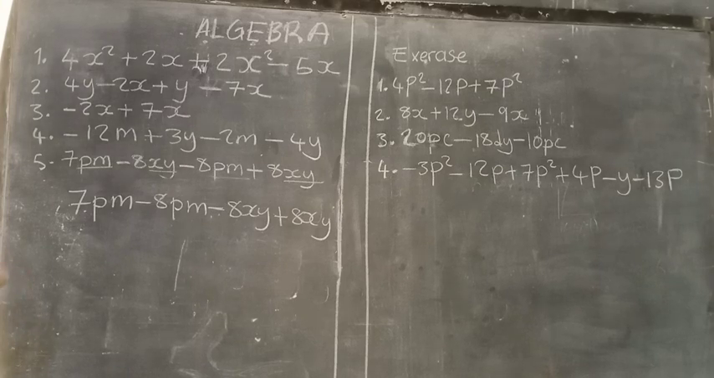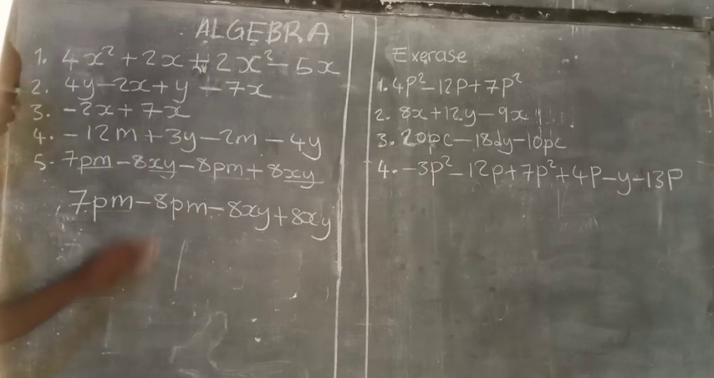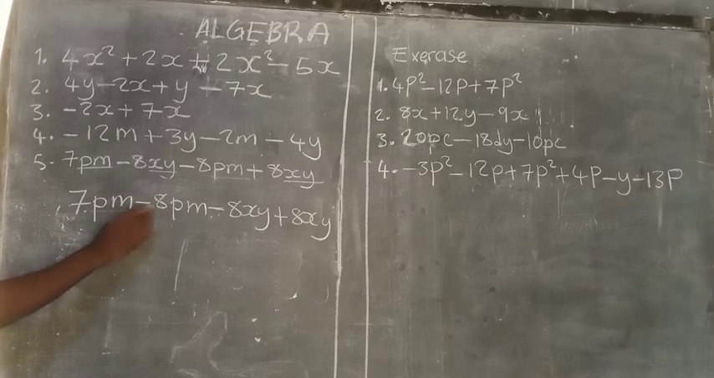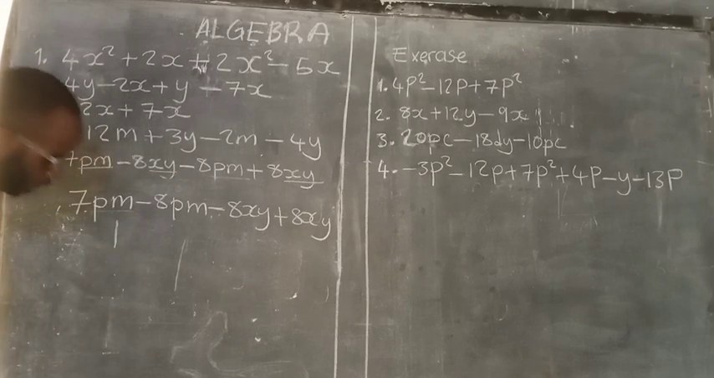Like terms can be added and can be subtracted. So here, 7PM minus 8PM. We look at the signs first. 7 has a positive, 8 has a negative. The signs are different. Difference means subtraction. Let us subtract the numbers. 8 minus 7, we get 1. So we should get 1 PM.